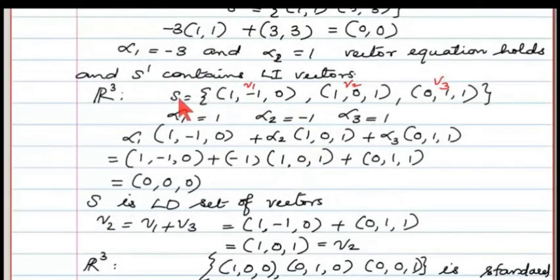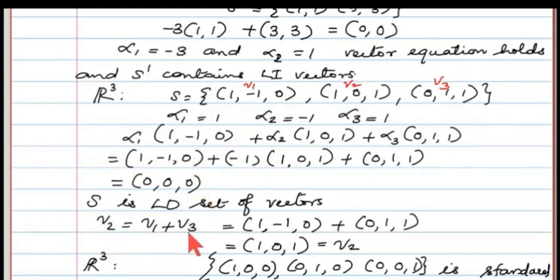In R3, consider three vectors: v1 equal to (1, minus 1, 0), v2 equal to (1, 0, 1), and v3 equal to (0, 1, 1). So alpha 1 into the first vector (1, minus 1, 0) plus alpha 2 into the second vector (1, 0, 1) plus alpha 3 into the third vector (0, 1, 1). So we need to find the combination. Alpha 1 is 1, alpha 2 is chosen as minus 1, and alpha 3 is chosen as 1. Finally we will get 0, 0, 0. So these three vectors are a linearly dependent set of vectors.